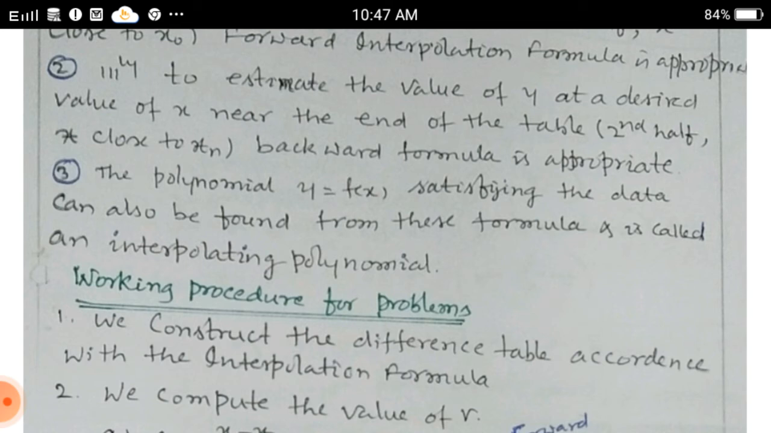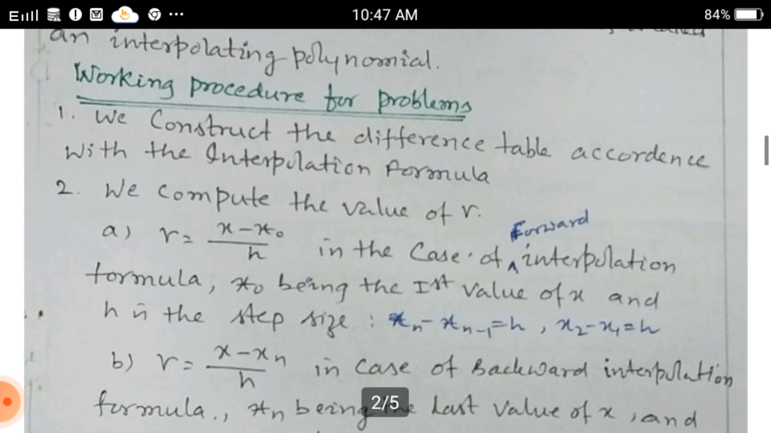del yn, del square yn, del cube yn and so on, or delta y0, delta square y0, delta cube y0 and so on. You may substitute this, simplify, and you get a polynomial on the RHS in terms of x. That is what we get, that is the polynomial in x.